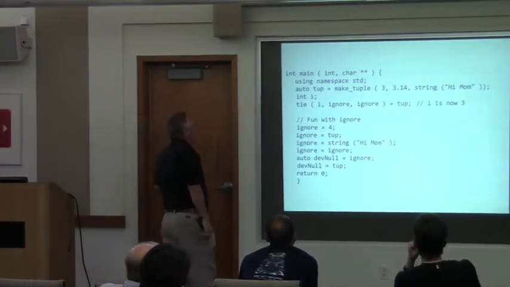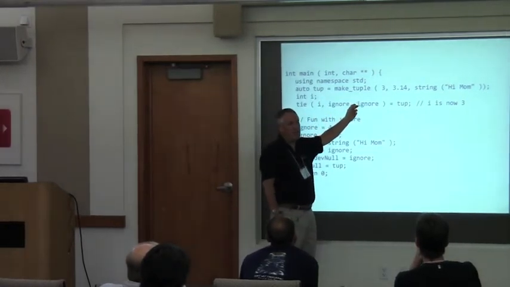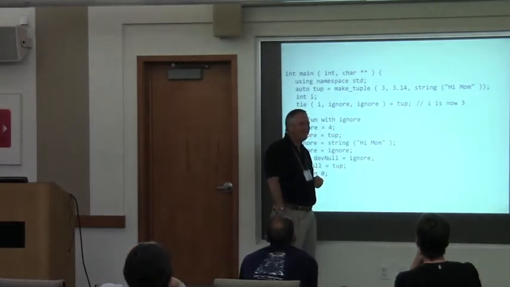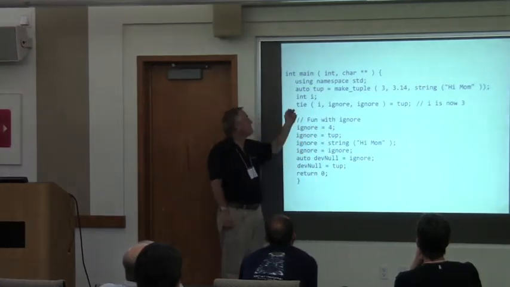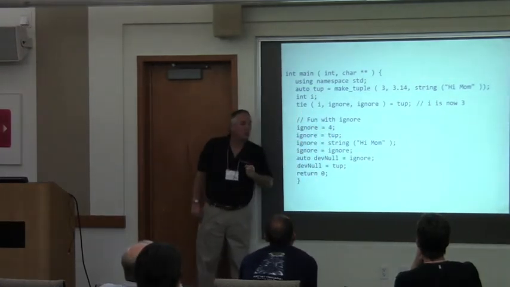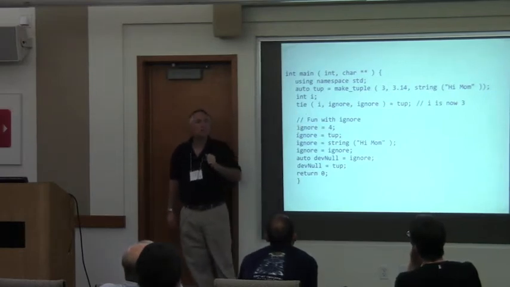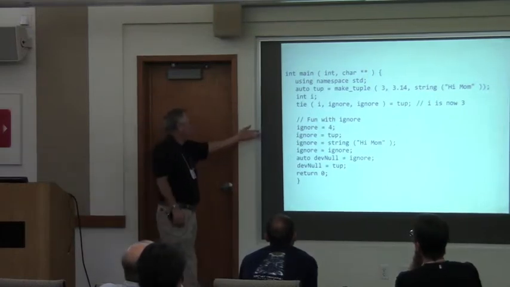If I wanted all 3 values out of the tuple, I could have said i = std::get<0>(tuple). That's basically the same thing as this. But if you want to, this is a nice shorthand way of getting more than one value out at once. But anyway, fun.